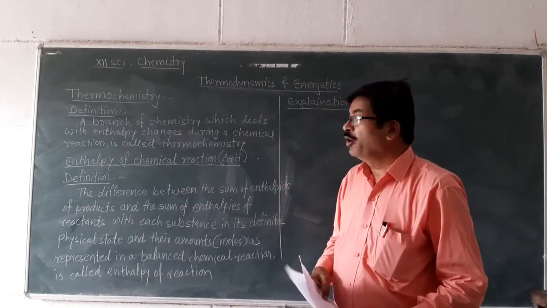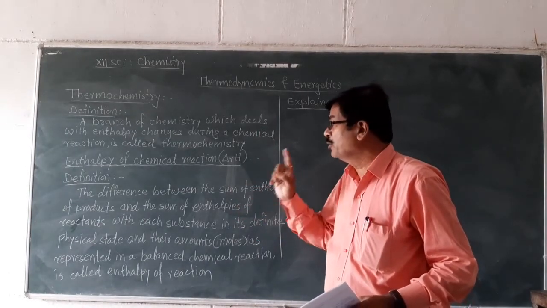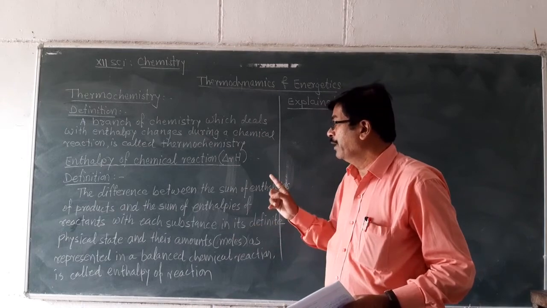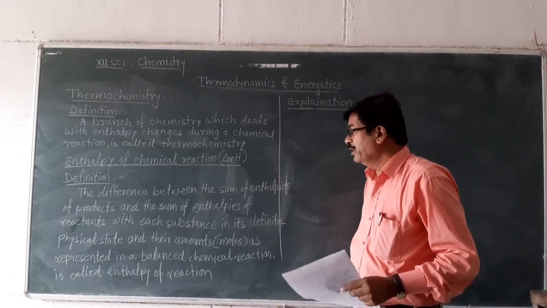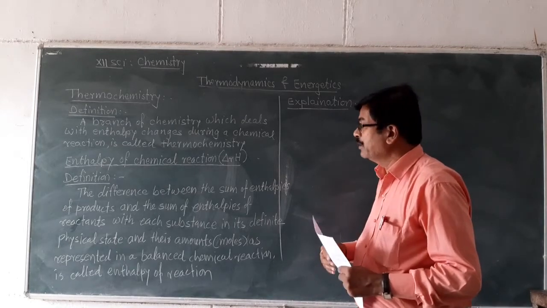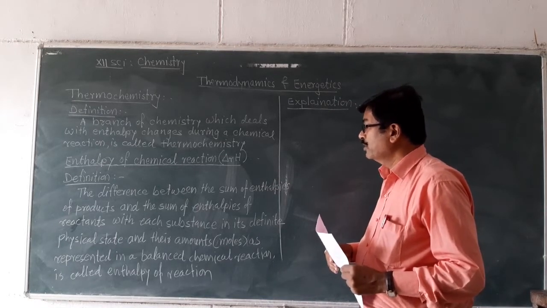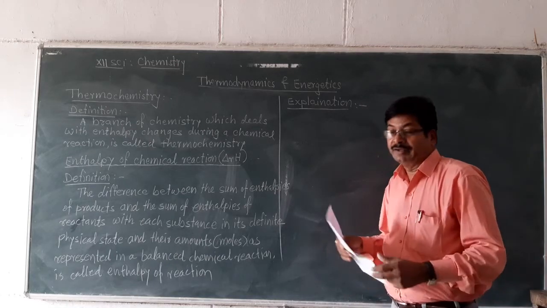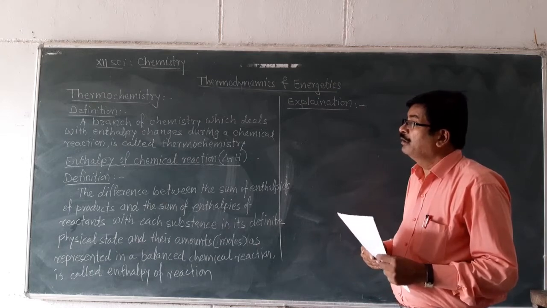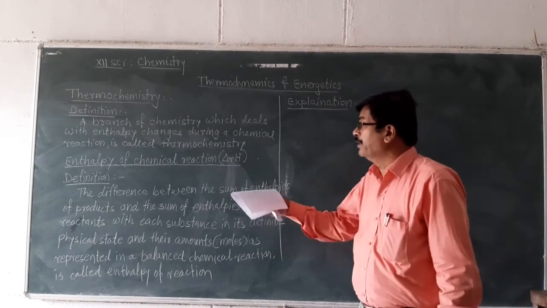What is the enthalpy of chemical reaction? The difference between the sum of enthalpies of products minus the sum of enthalpies of reactants with each substance in its definite physical state and their amounts in terms of moles as per the balanced chemical equation. It is called enthalpy of chemical reaction. It is denoted by ΔrH.